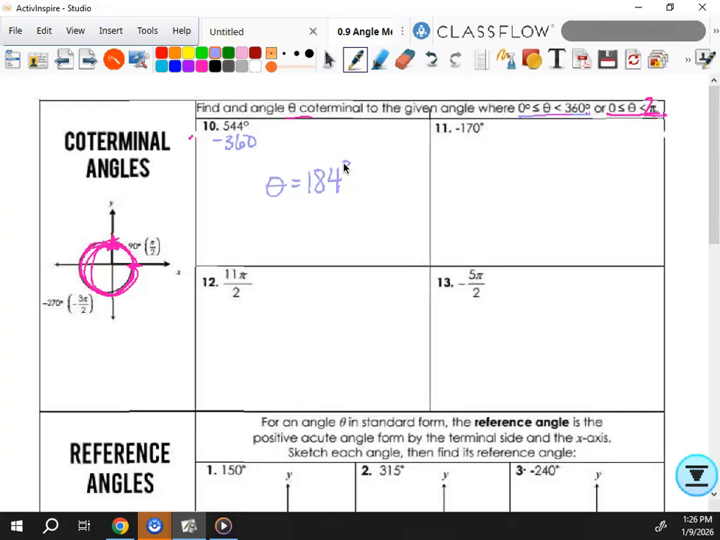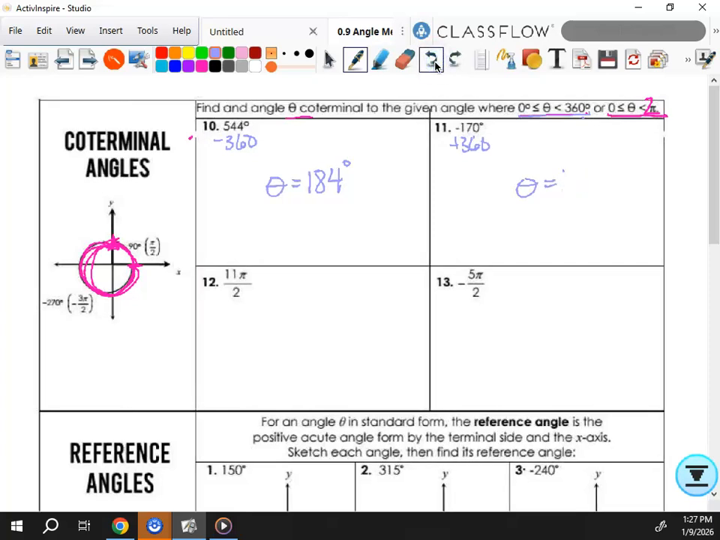Okay? So this negative 170, it's negative. I need it to be positive between 0 and 360, so I'm going to add 360. And that's going to give me that theta is 190 degrees. Any questions at all?